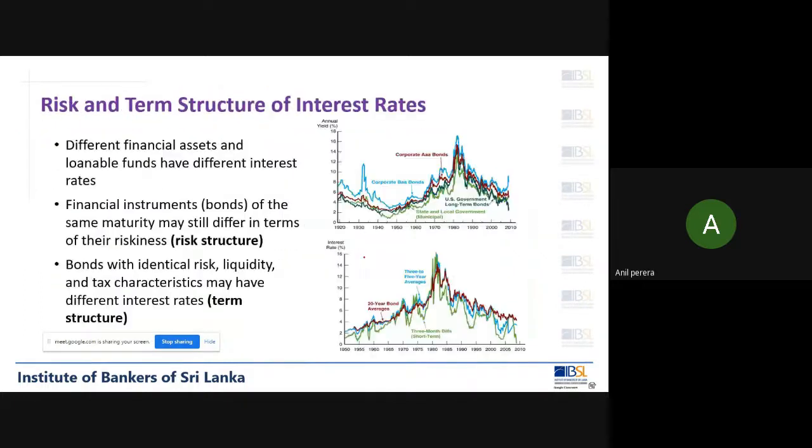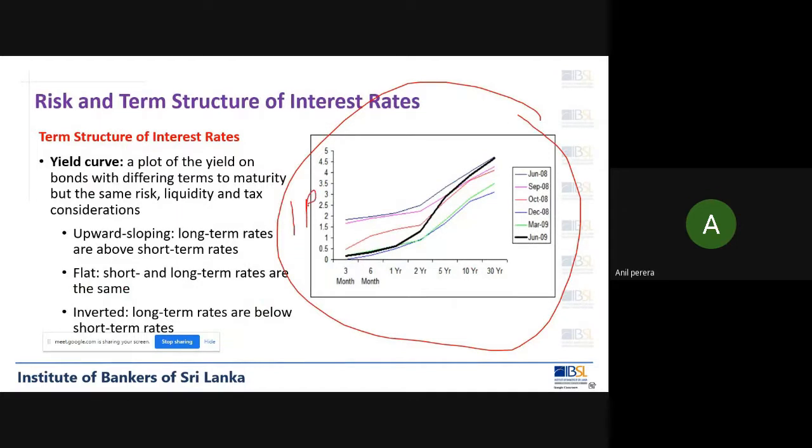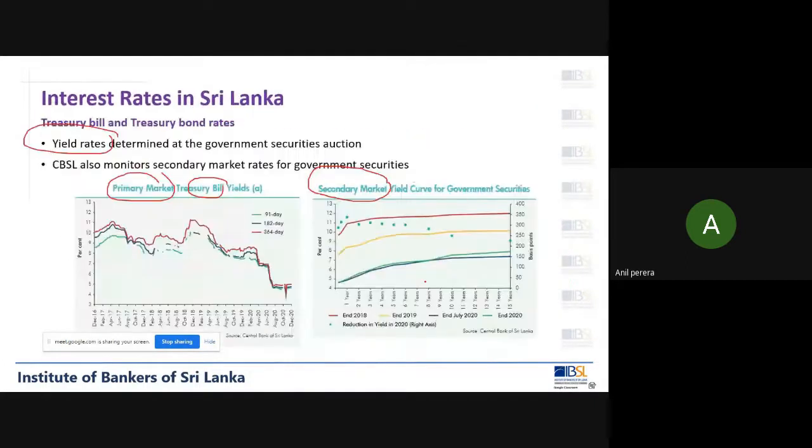If I go back to our slides, remember this chart, the yield curve. In the yield curve, what do you plot? Basically, the interest rate and the maturity, or tenor. So in this chart, we have plotted interest rates and maturity for Sri Lankan government bonds and bills. Why do you call it the secondary market? This is the trading market.